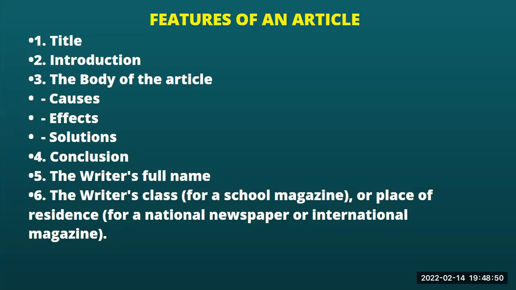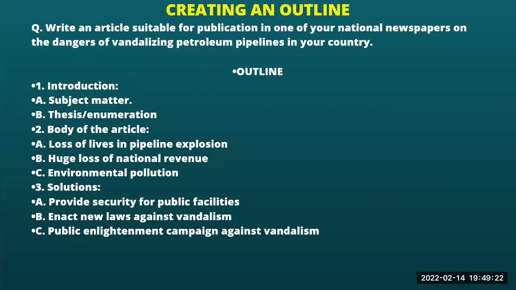Then when you are through with the body of the article, the next will be the conclusion, after which you write your full name. And if you are writing this article for publication in a school magazine, all you need to do is to write your class after writing your name. But if you are writing the article for publication in a national newspaper, then you will be required to write your place of residence, all right? So now let's look at how to create an outline.